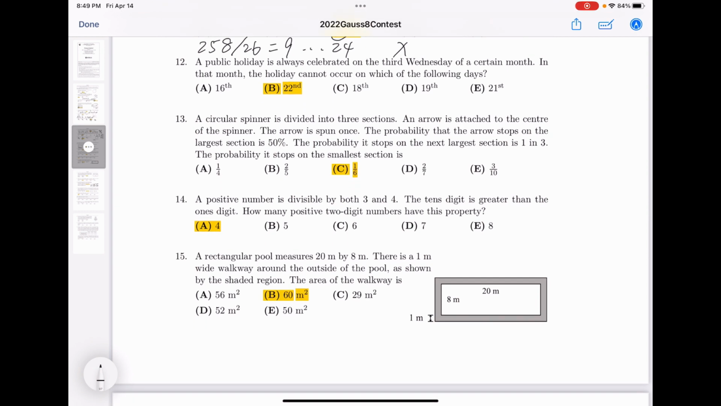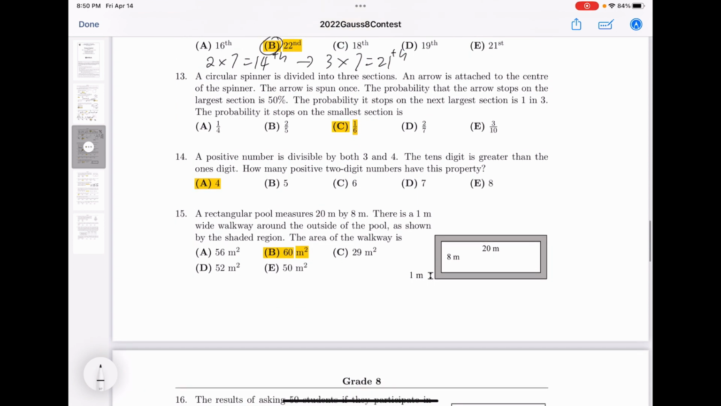Number 12, a public holiday is always celebrated on the third Wednesday of a certain month. In that month, the holiday cannot occur on which of the following days? Okay. So the date for the third week would be from 2 times 7, which is the 14th, to 3 times 7, which is the 21st. Therefore, all the dates between the 14th and the 21st can be the third Wednesday. And the only number that is not within the interval is 22. Therefore, the answer is B.